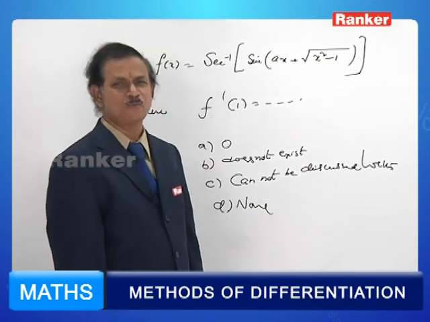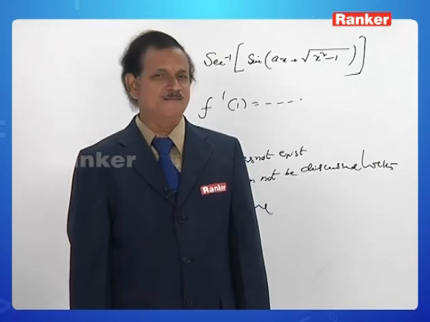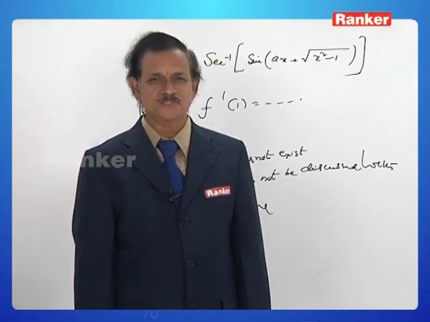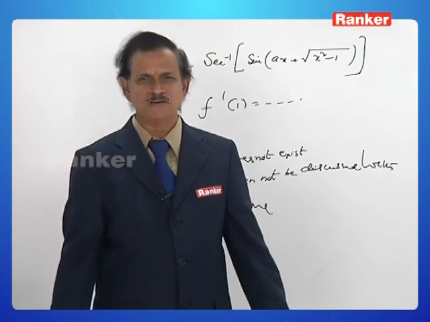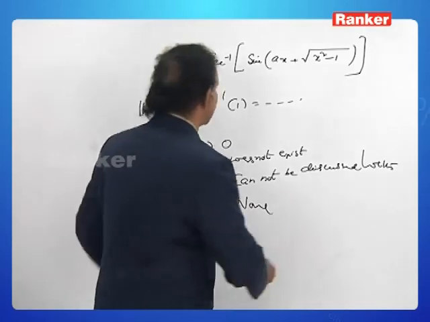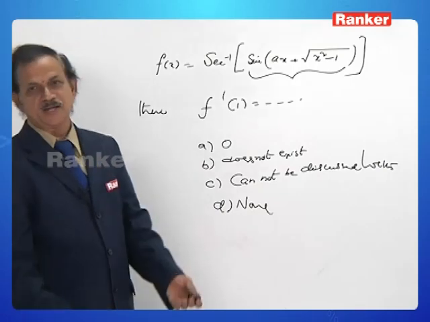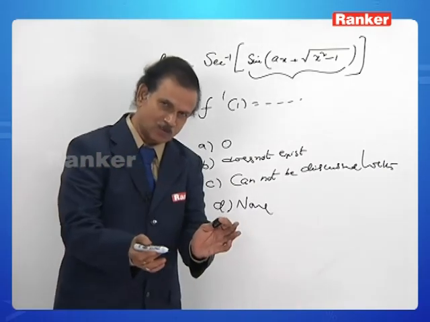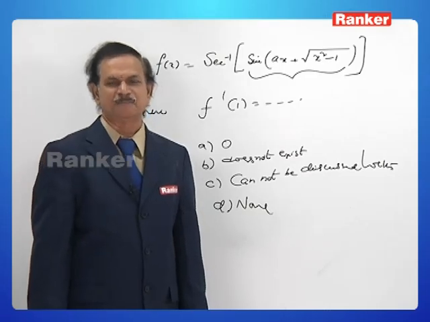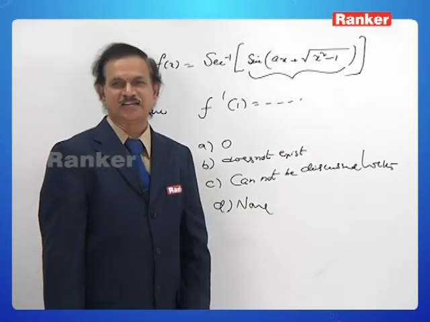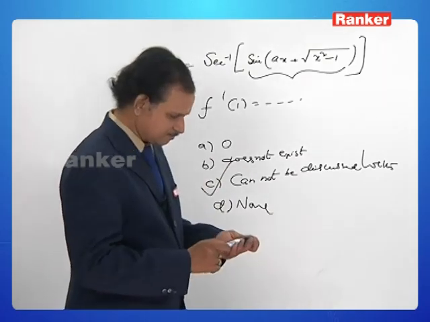What is the domain of the secant inverse function? Real numbers minus the closed interval minus 1 to 1, or open interval minus 1 to 1, whatever it may be. You see, sine of something is less than 1, and secant inverse of a quantity which is less than 1 is meaningless, and we do not find the derivative for those functions which are meaningless. It's not a function at all. So, cannot be discussed is the right option.